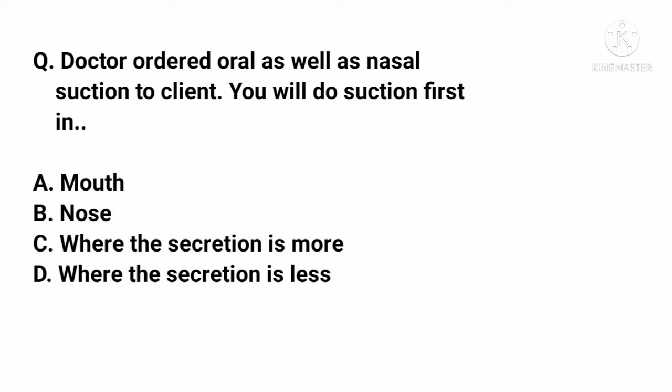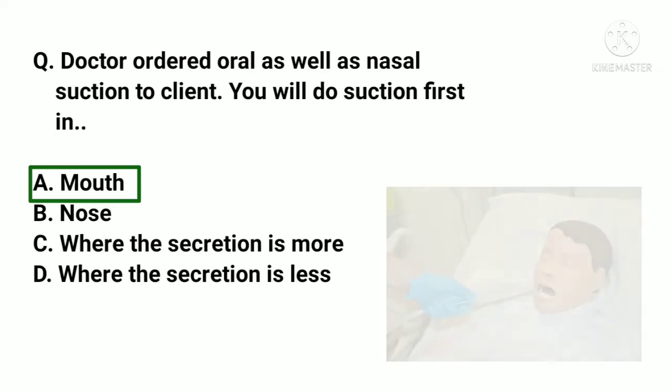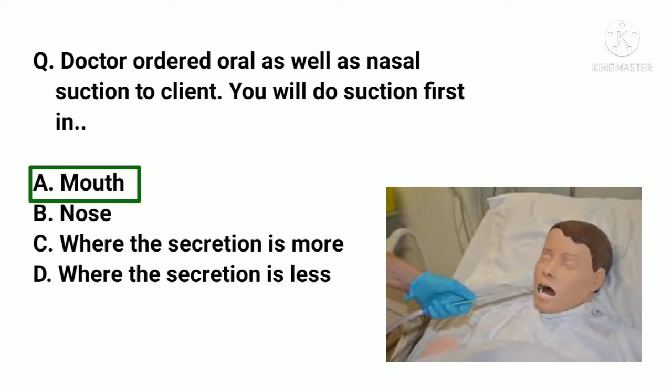Doctor ordered oral as well as nasal suction for a client. You will do suction first in A. Mouth, B. Nose, C. Where the secretion is more, D. Where the secretion is less. And the correct answer is A. Mouth. Always do the first suction in the mouth, then the nose, because doing suction first in the nose will stimulate the pharynx and cause aspiration of oral secretions.